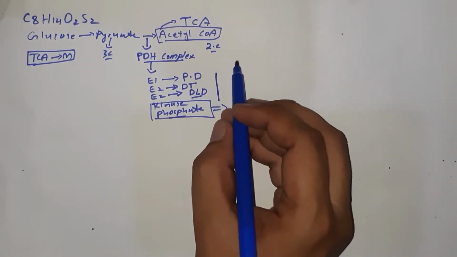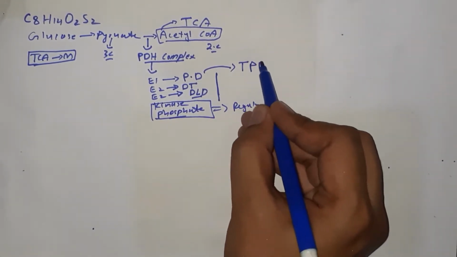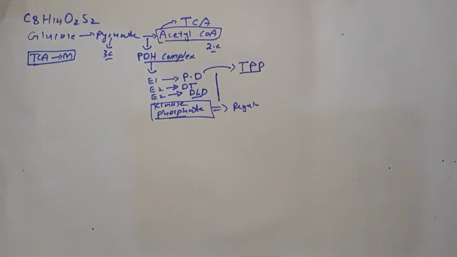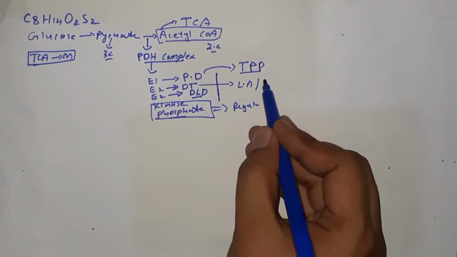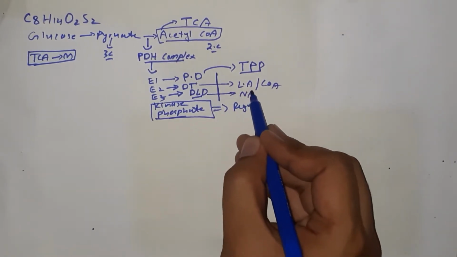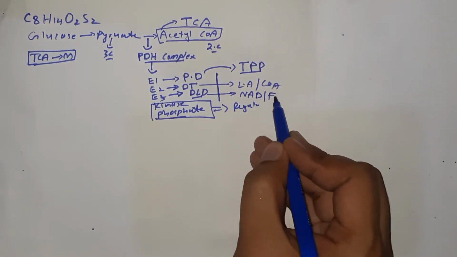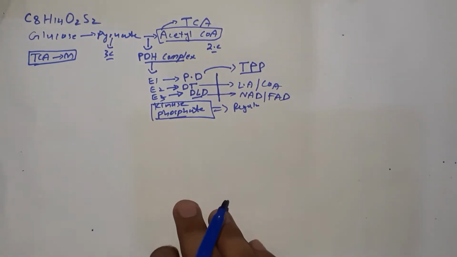Before looking at how this enzyme system works, we should know the cofactors or coenzymes of these different domains. E1 has the coenzyme TPP, or thiamine pyrophosphate. E2 has the coenzymes lipoic acid and CoA, and E3 has the coenzymes NAD and FAD. So basically, this enzyme complex has 5 coenzymes.